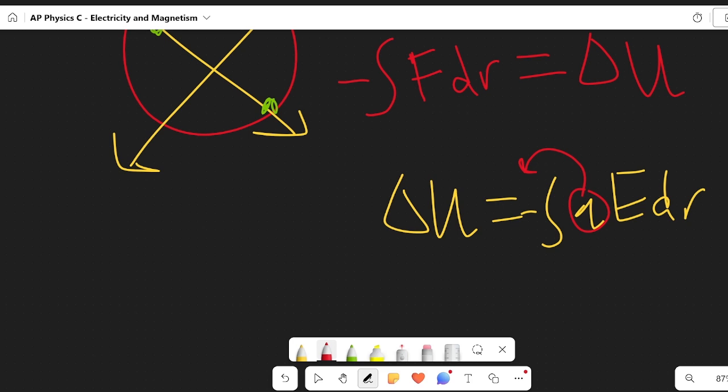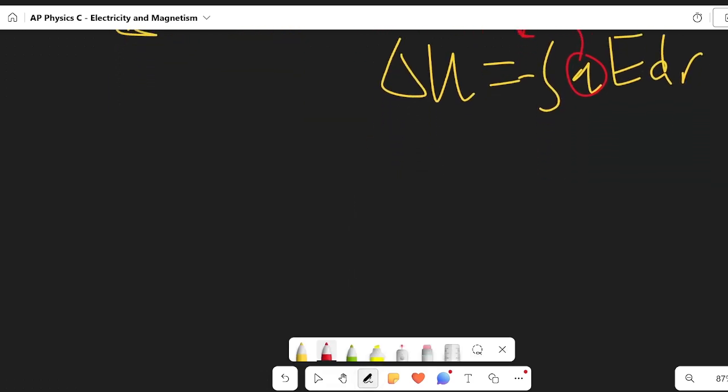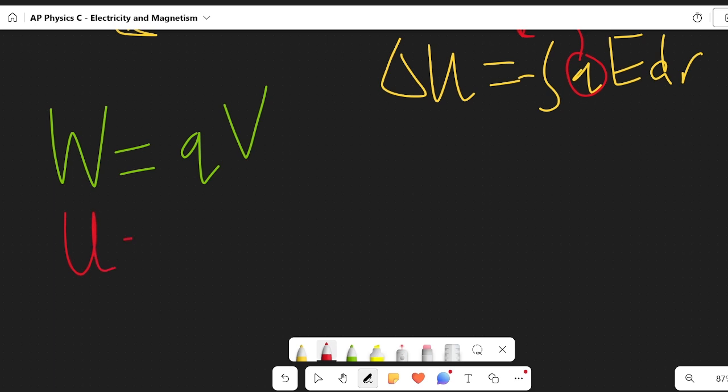Now let's cover the electric potential and potential difference. Electric potential is defined as the electric potential energy per unit charge. This is where our second golden equation comes into place, which will be work equals QV.